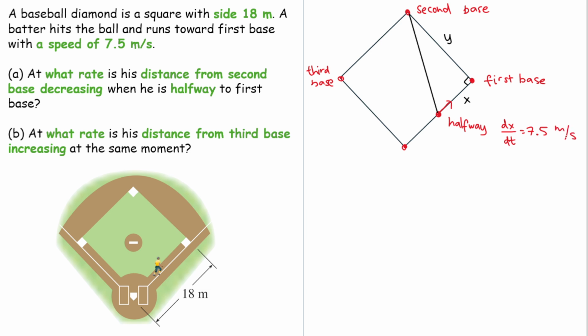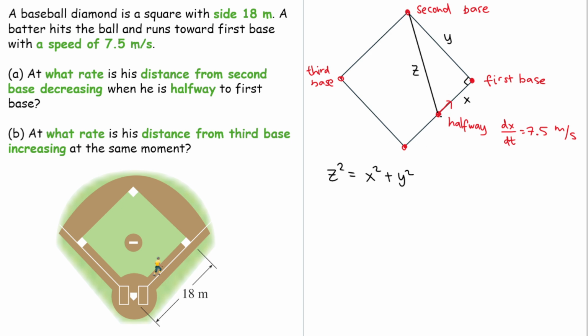Okay? And the question is asking us about the rate of the distance from the second base. So let's name this here Z. Because this is a right angle triangle, we can use the Pythagorean theorem, right? Z squared is the hypotenuse, and then we have the adjacent side X and the opposite side Y. So we'll have Z squared equals X squared plus Y squared.